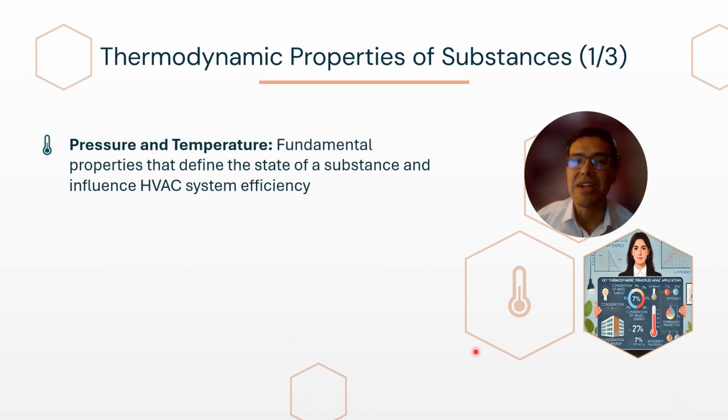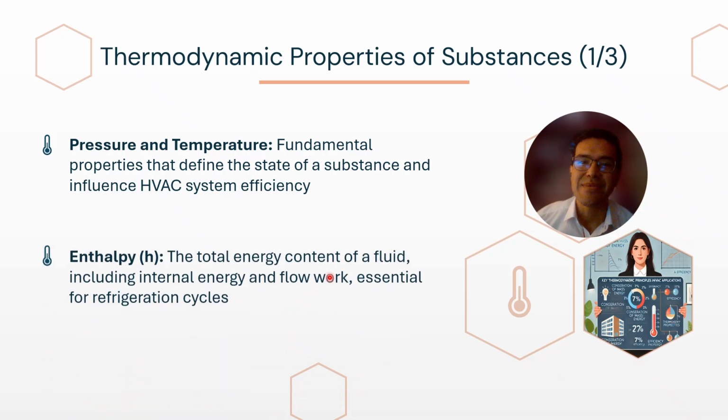Pressure and temperature are fundamental properties that determine the state of a substance and significantly influence HVAC system operation. Pressure changes affect phase transitions, determining when a refrigerant will evaporate or condense, while temperature dictates the rate of energy transfer in heating and cooling applications. Together, these properties define how substances behave under varying conditions, ensuring efficient energy use in HVAC systems.